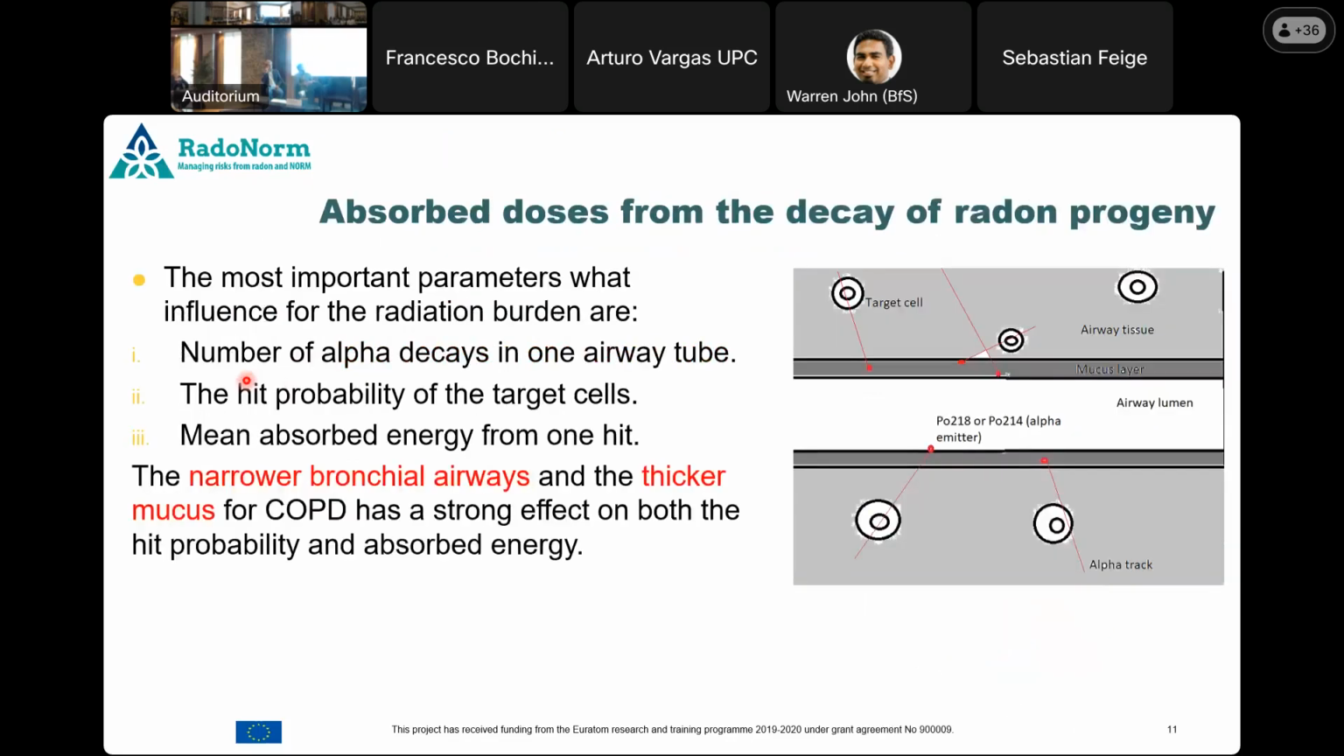And now I would like to switch to dosimetry. The most important parameters influencing the radiation burden are the number of alpha decays in one airway tube, the hit probability of the target cells, and the mean absorbed energy from one hit.